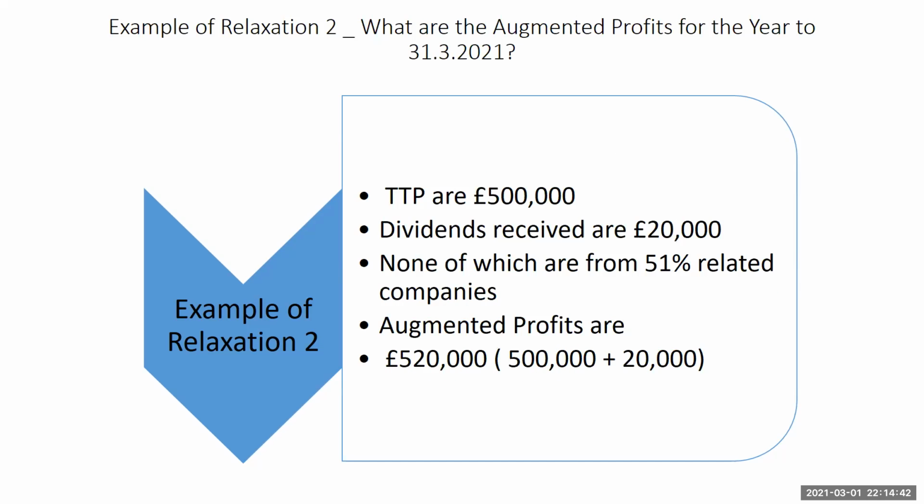Now, TTP, like I said, was 500,000. We received dividends of 20,000 outside of the group. So augmented profit is just a sum of the two, so 520. Pretty easy to understand. We are looking at the augmented profits for the year to 31st March. Assuming these dividends were from within the group, we would have excluded them.